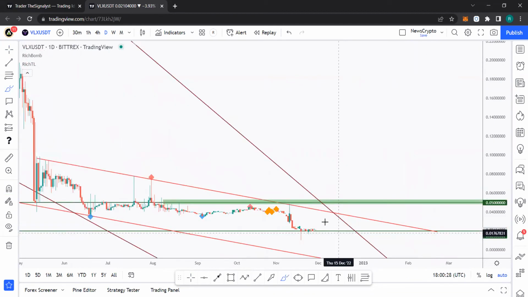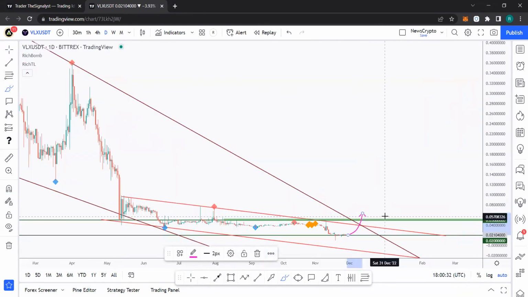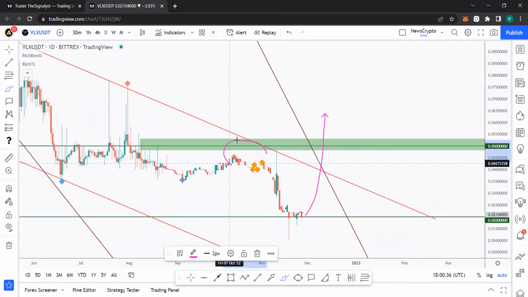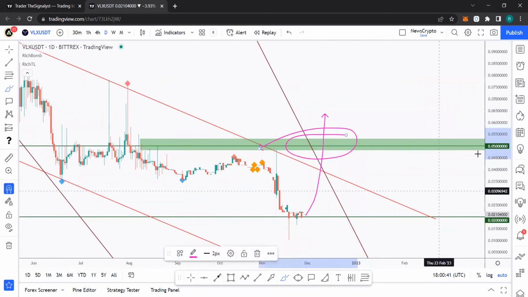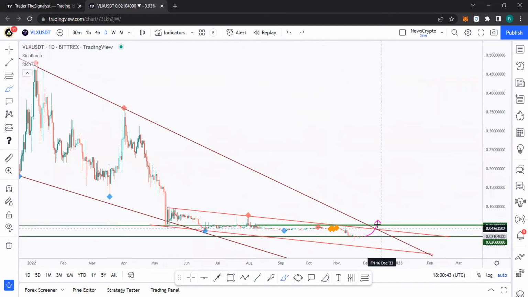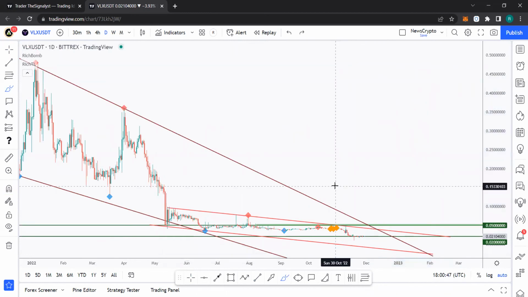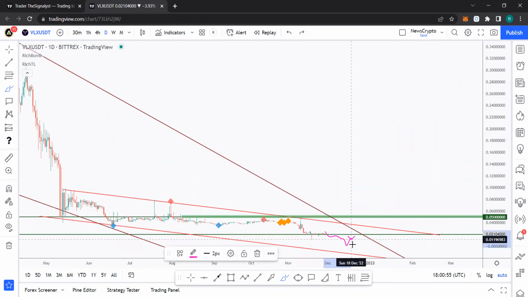So if we go higher now and break above the 0.05, it would be a massive signal that the bulls are taking over, because we would break above a major high, above the trend line in red, above the trend line in brown, above the 0.05 round number. So if this happens, then we'll go long. If not, I don't want to be a part of this one for now, because it can still go lower and lower.